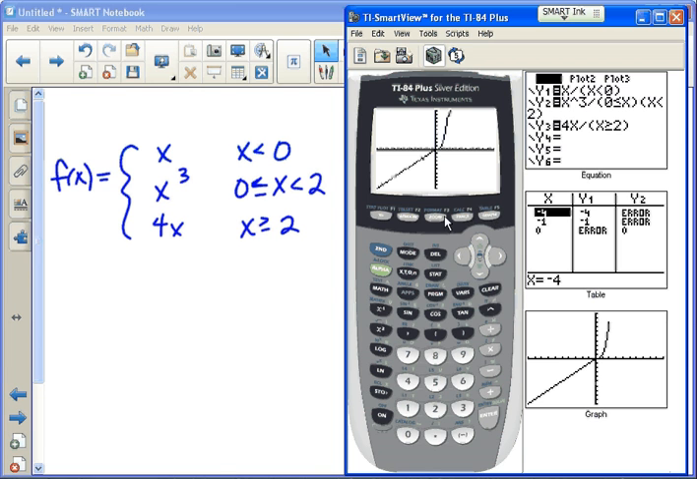We've got the straight line y equals x all the way up till 0, which is what this says. We have x cubed from 0 to 2, so it's a curved line. But then, starting here, it's a little hard to tell. We can zoom out if you want to. Let's just change our window a little bit. We'll make it maybe 20s.